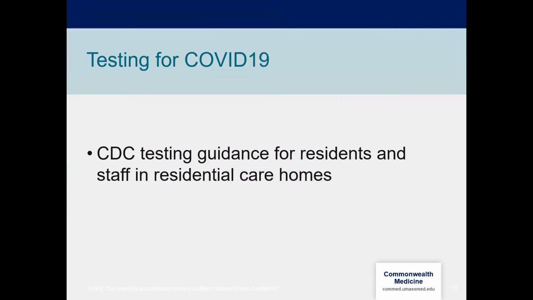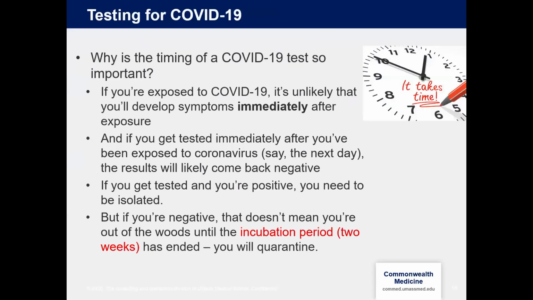Testing for COVID, there are CDC guidelines for residents and staff in residential care homes. But timing is the most important. So if you're exposed to COVID, it's unlikely you'll develop symptoms immediately after exposure. The virus has got to get in your body and start manufacturing itself. So it goes into your cells in the nasopharynx. With those spikes, it drops into the cells, and they give information to be able to manufacture itself. They use our cells like manufacturing factories to make more viral products and babies, I say, and then they move off into the bloodstream and into other organs.